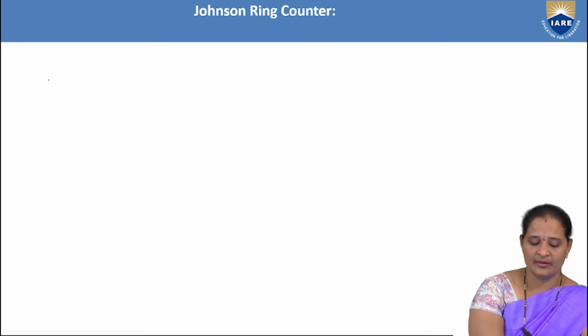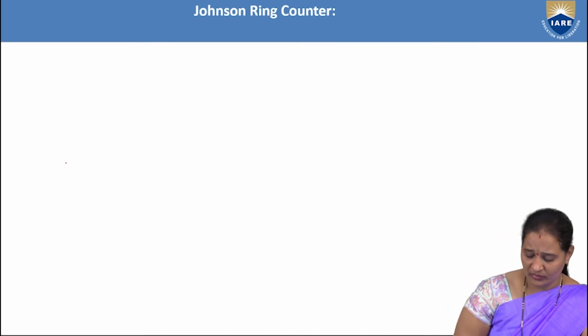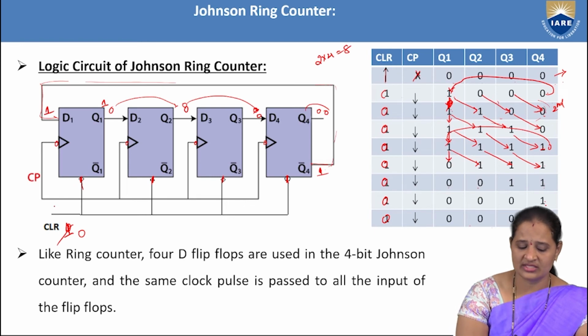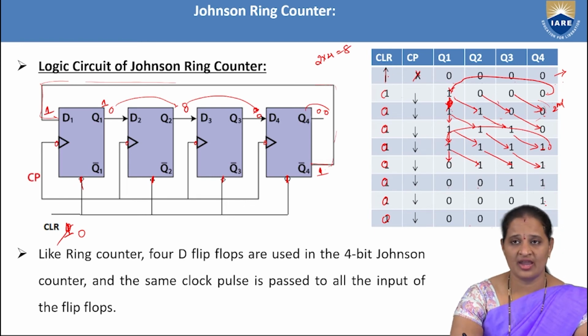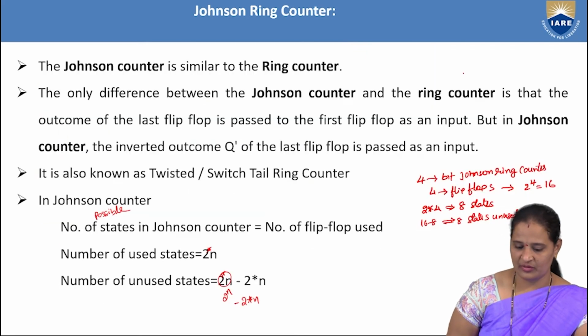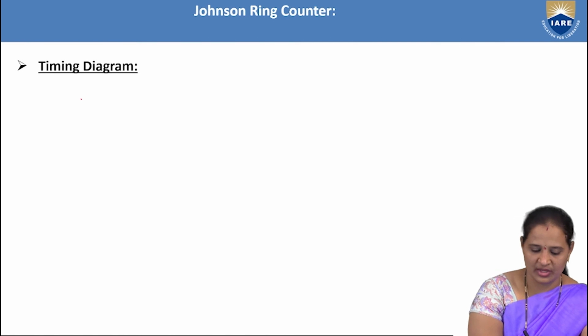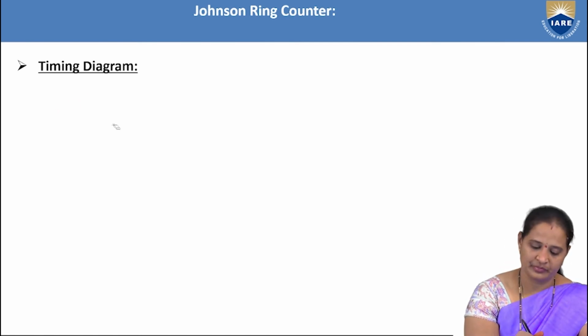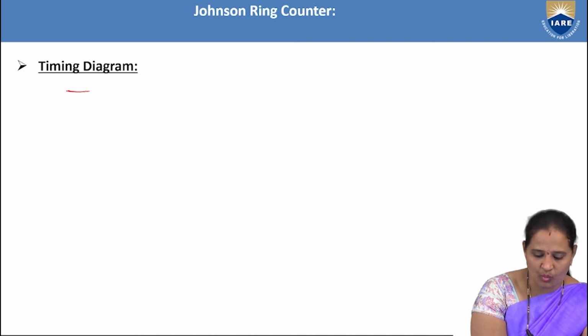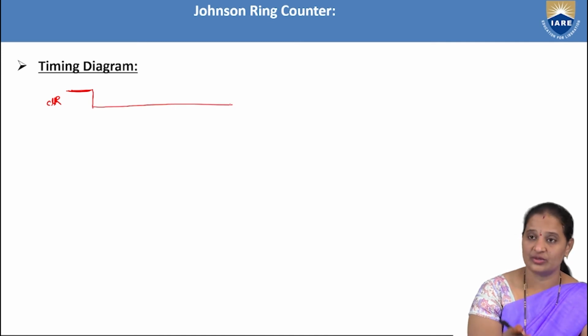So now let us take the clear input first. I have taken the clear input as active high. So when the clear input is 1, it clears all the flip-flops. Now what I am doing here is taking the clear input as 1 initially. This is my clear input. So this is 1 here. And after this I am making it 0.